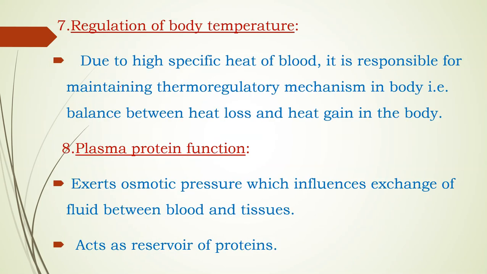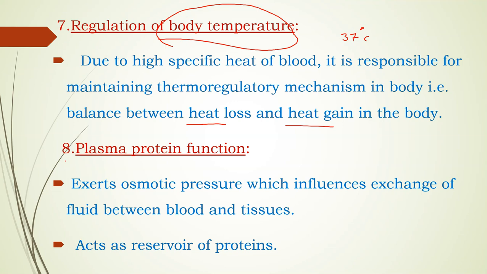Another important function of the blood is regulation of body temperature. Due to the high specific heat of blood, it is responsible for maintaining the thermoregulatory mechanism in the body, which means it maintains balance between the heat loss and heat gain in the body. Thereby, it maintains proper body temperature. What is the normal body temperature? It is usually 37 degrees Celsius, or 98.6 Fahrenheit.